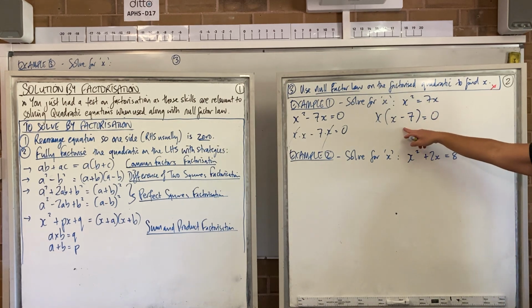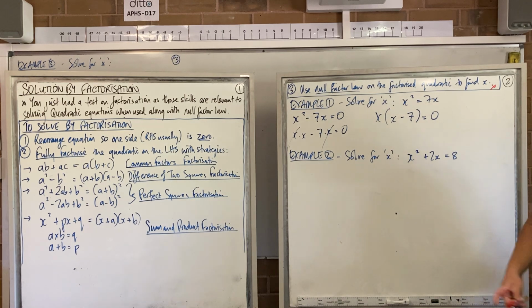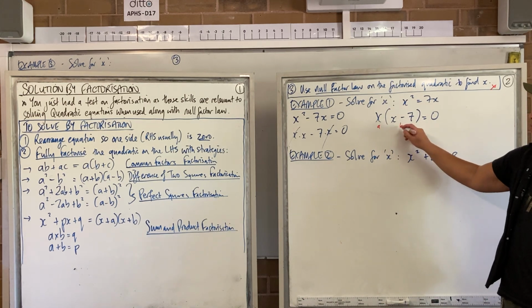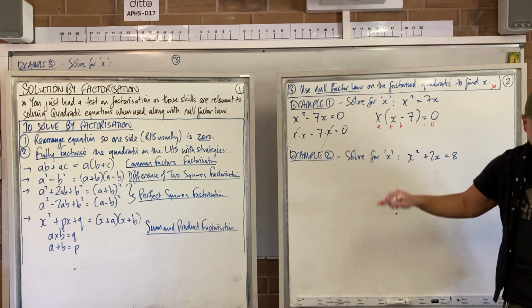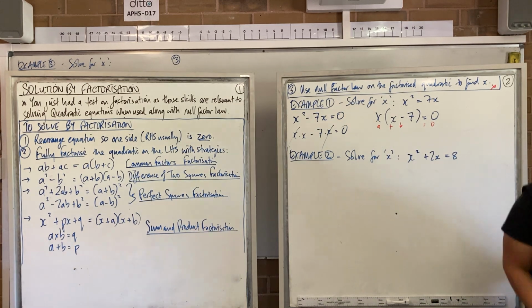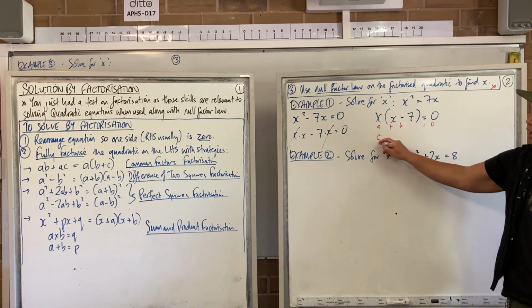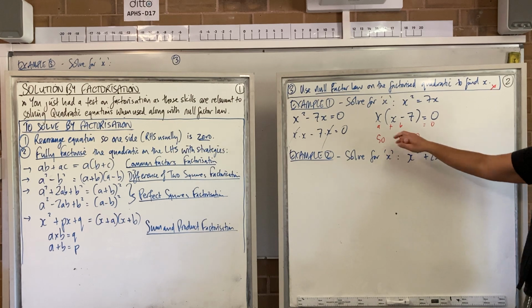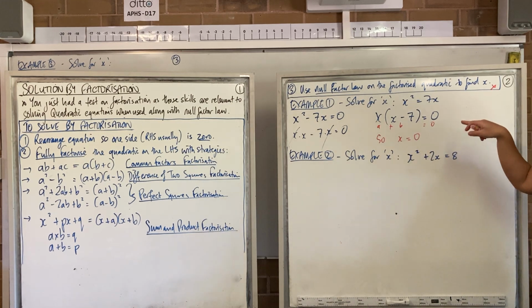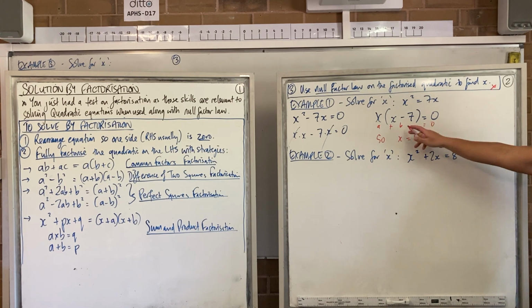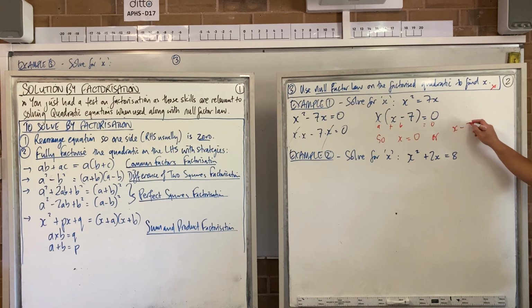Are there brackets now? Yeah. Do I have an a times by a b? That's my a, that's my b, and they equal 0. Can I apply null factor law to this? Yeah. So x is either 0, or what's the other thing that could equal 0? What's in the bracket? X minus 7. Good. X take 7 equals 0.